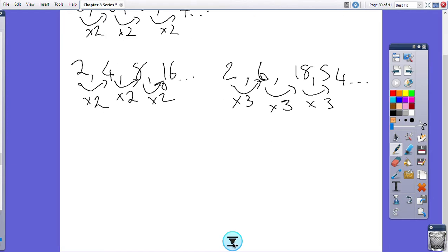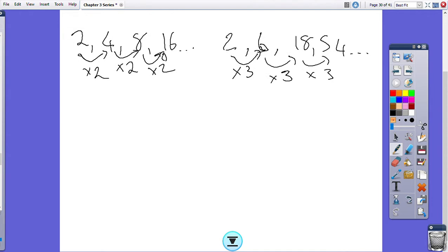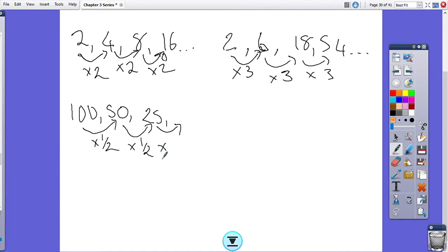We can have geometric sequences where, say, let's start off with 100, and this time we're going to times by half. So you get 50, times by half again, 25, times by half, and you get 12.5. And we carry on like that.